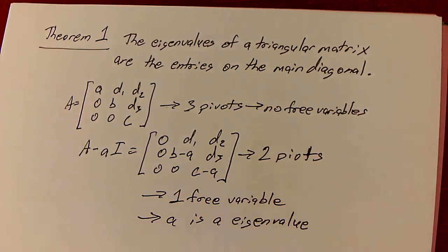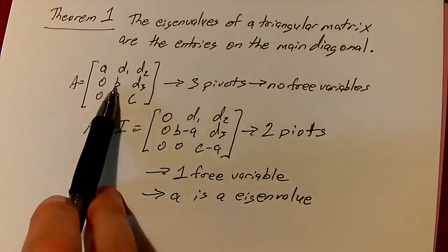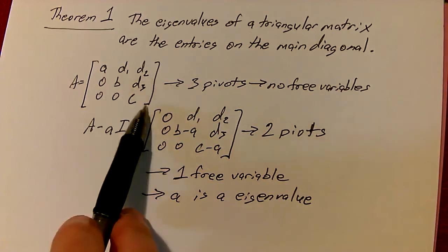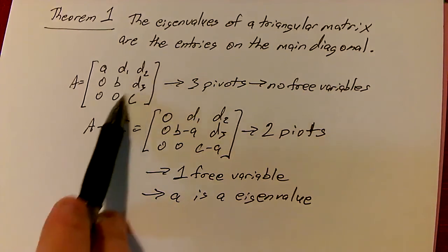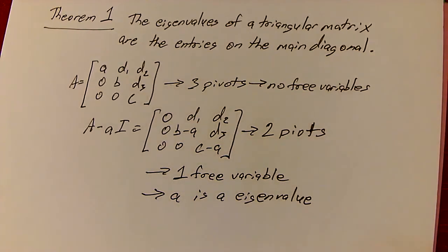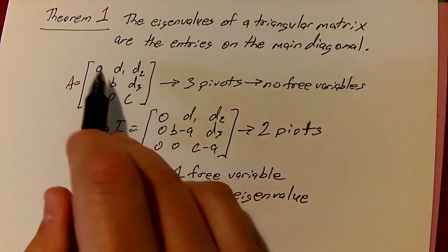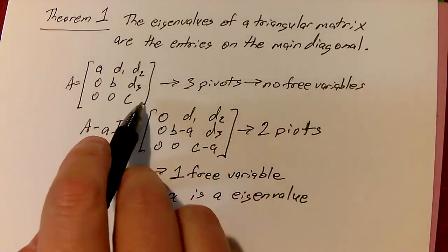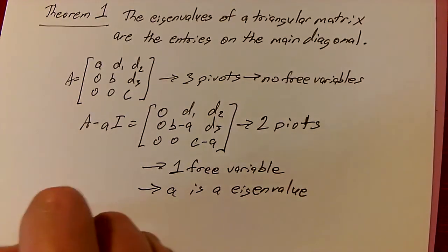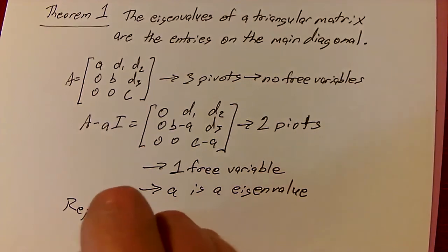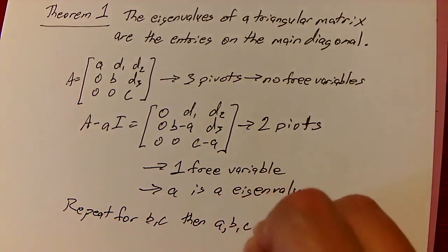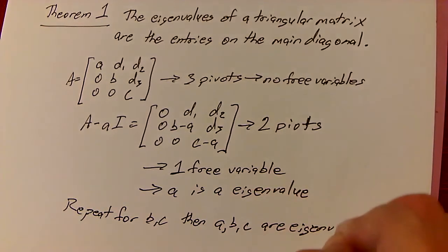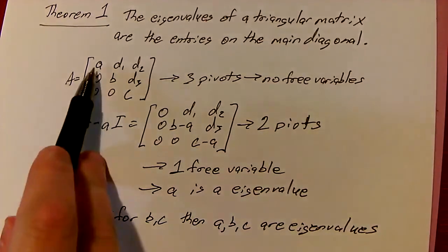Because if you have non-trivial solutions, little a then would be your eigenvalue, and you repeat the same thing for B. So I would have A minus B, 0, and C would give me a free variable, and do the same thing for C. A minus C, B minus C, 0, and that would give me a free variable, because I would not have a pivot there or there depending on which one I subtracted. So if I'm looking at this triangular matrix, and I repeat for B, C, then A, B, C are the eigenvalues, which are exactly the values that are on the diagonal.